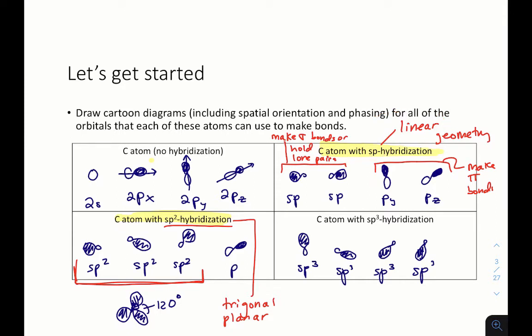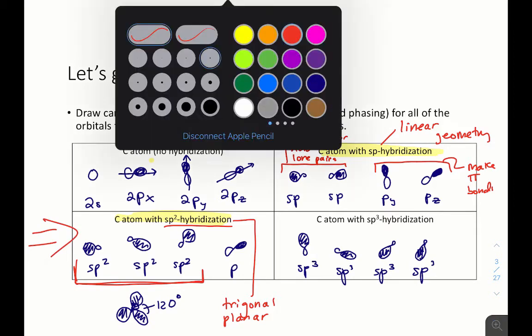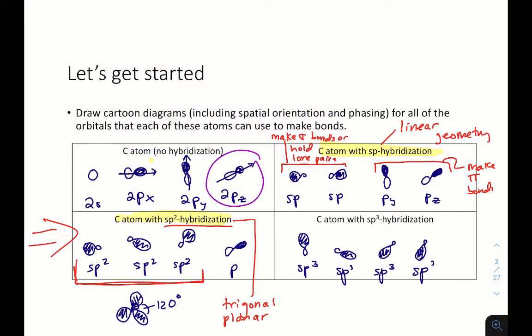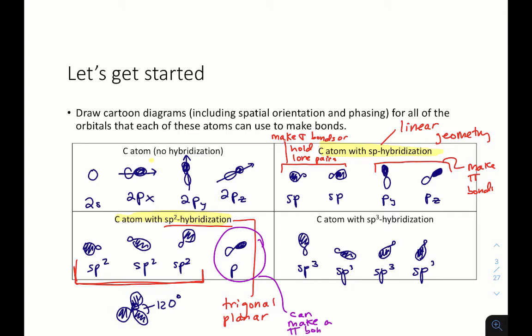Finishing up our discussion of the sp2 hybrid carbon atom, we see that there is one p orbital that was not used to make the hybrid orbitals. It remains. I refer to that as a leftover p orbital, and that p orbital can be used to make pi bonds. It will make a pi bond that is perpendicular to the plane occupied by the sp2 orbitals. It also might be empty.